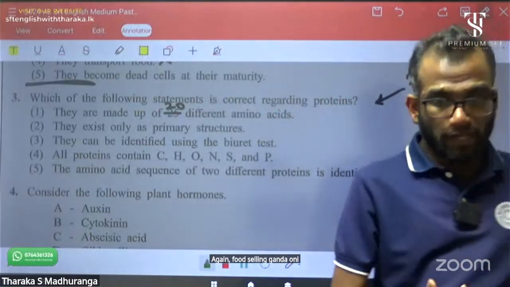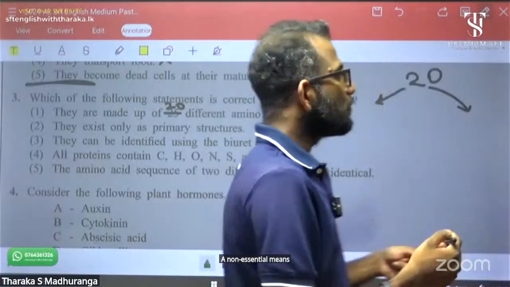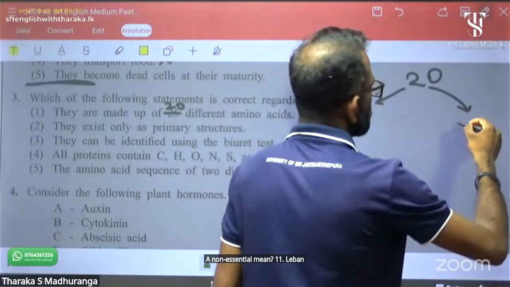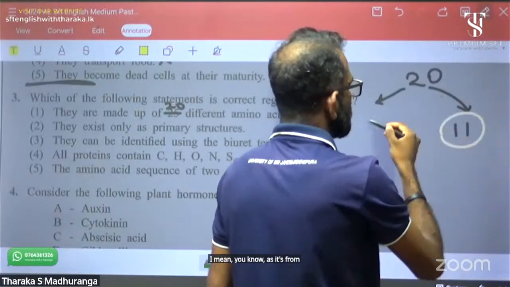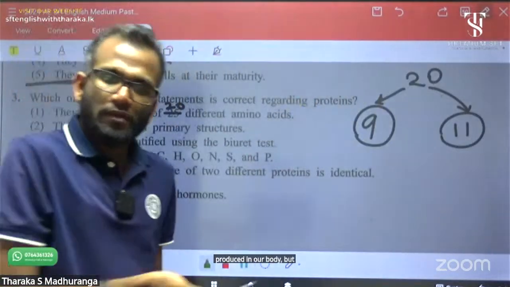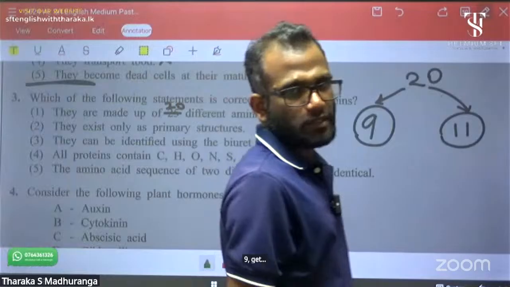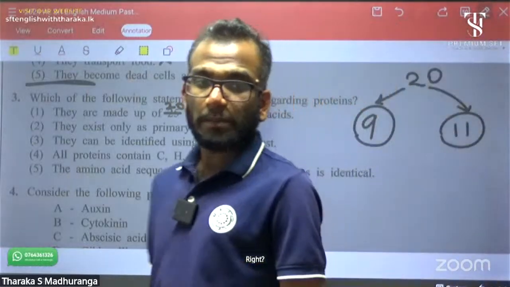We have to get externally. Non-essential means 11 of the 20 amino acids are produced in our body, but 9 we have to get externally, by foods, right? Okay, what are the examples?